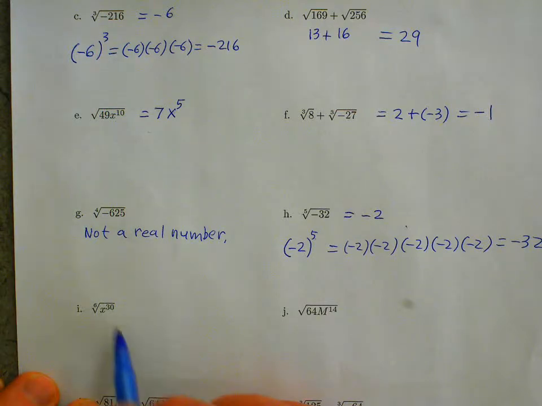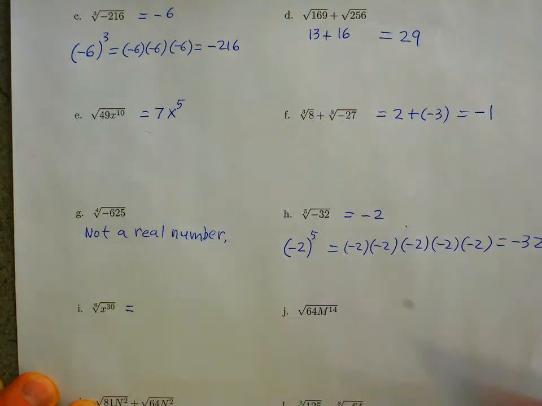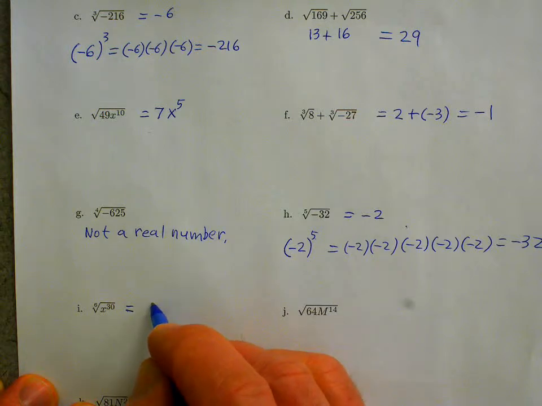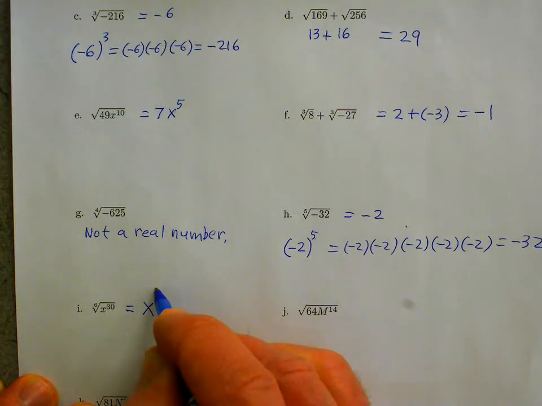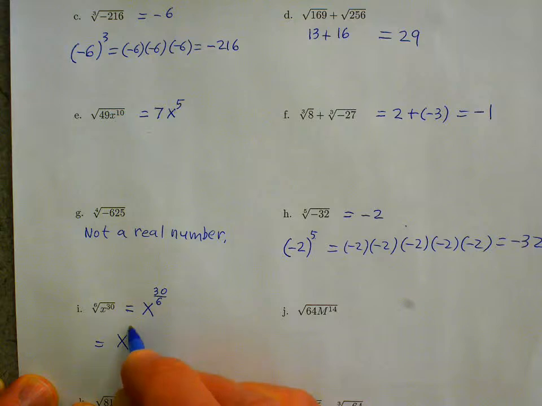Okay, this simplifies to x to the 5th. Or we could, as an intermediate step, write this as x to the 30 divided by 6. And 30 divided by 6 is 5, so this is x to the 5th.